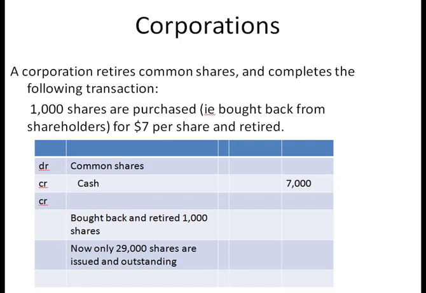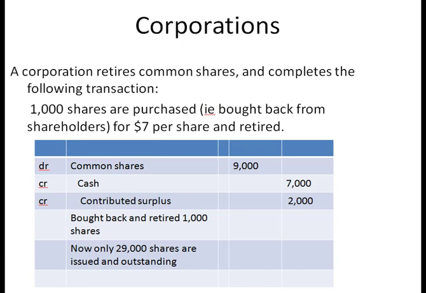we're buying back. The debit to common shares is the average issue price times the number of shares. So that's $9 times 1,000 means a debit of $9,000. The difference is like a gain. However, we cannot have a gain or loss on our own equity accounts, so it must instead go to an equity account. That equity account is called contributed surplus or contributed surplus from retirement of shares, and that would be credited for the difference of $2,000.